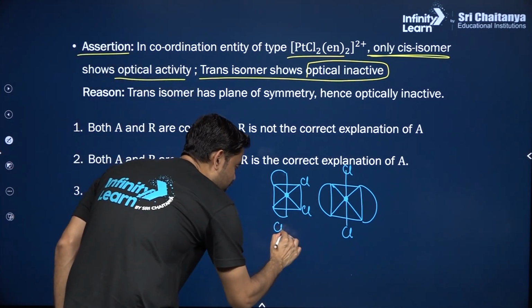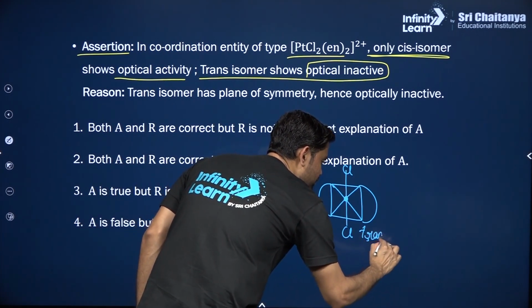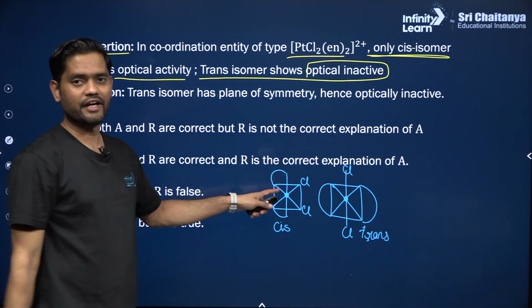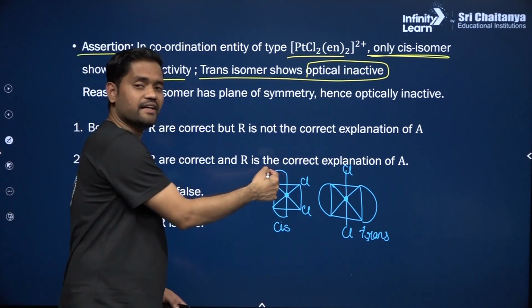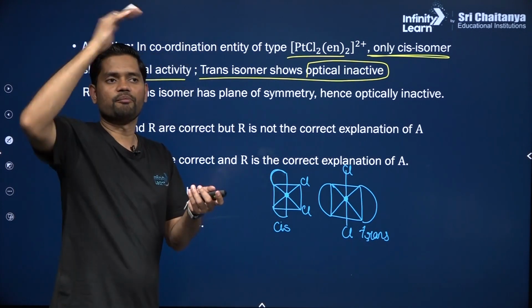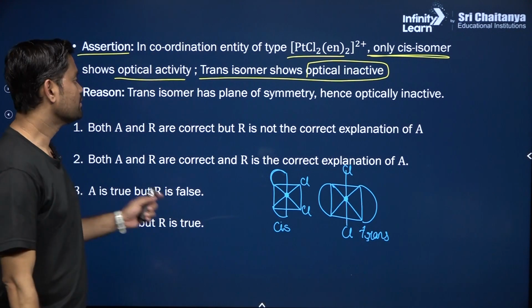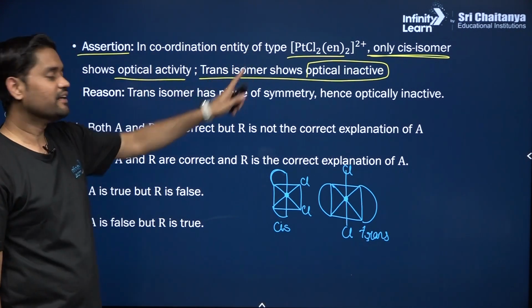Okay, so this is what? Cis and this is trans. Although this is not the right way of drawing, actually I should have written EN, but I guess you are comfortable enough with this structure. Okay, from top to bottom it is adding and from bottom to top it is adding. Okay, clear? So yes, the statement is right.